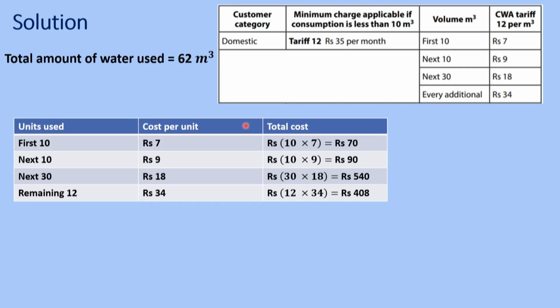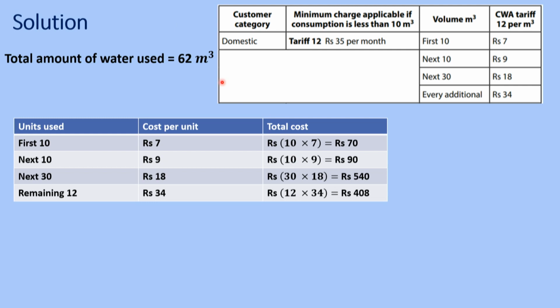So for the first 10 meter cubes, it's going to be 7 rupees times 10. 7 times 10 because we pay 7 rupees per meter cube. So this gives me 70 rupees. So for the next 10, it is going to be 10 times 9. That is 90 rupees. For the next 30 units used, the cost per unit is 18 rupees. So I'm going to have 30 times 18. That is 540 rupees. So we have already paid for 10 plus 10 plus 30. That is for 50 meter cubes.